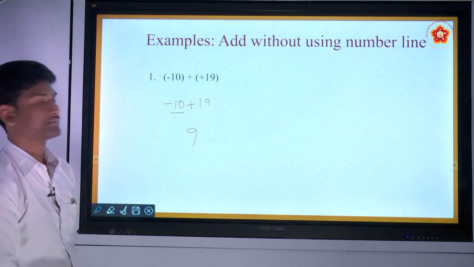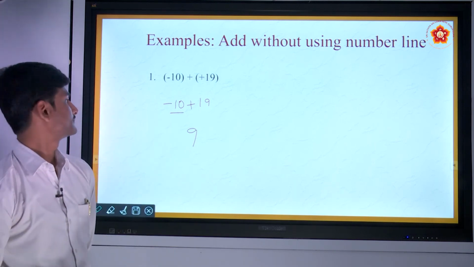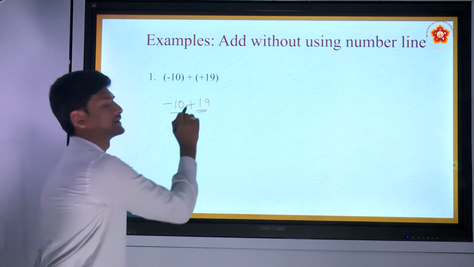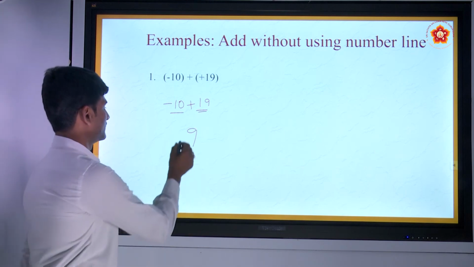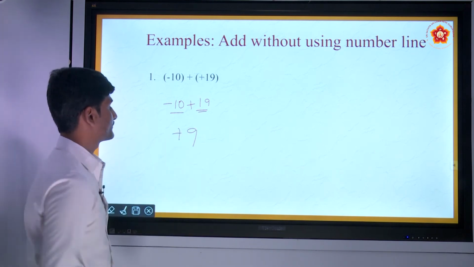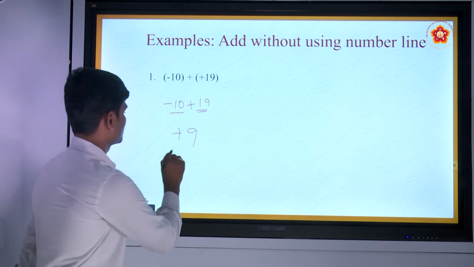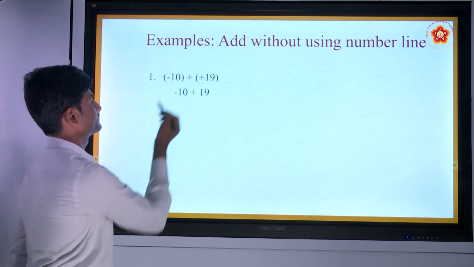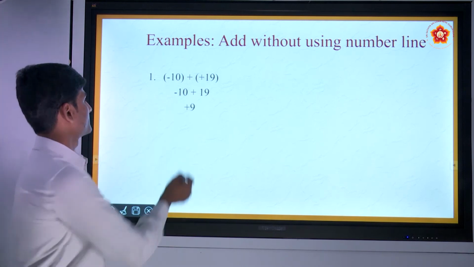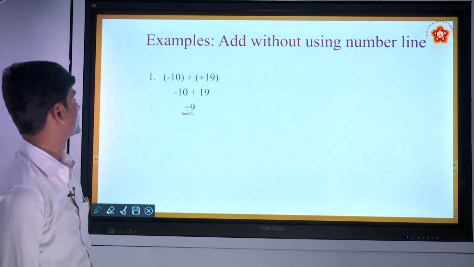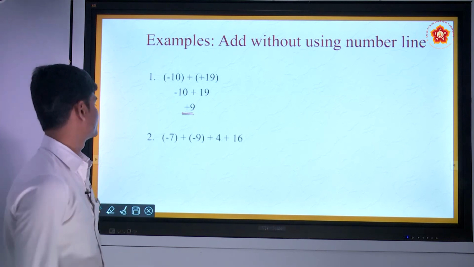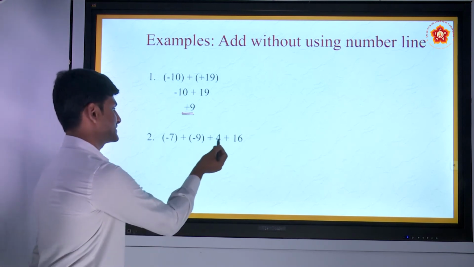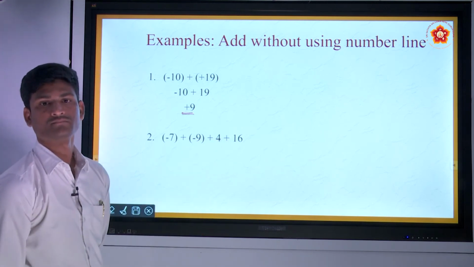The answer takes the greater number's sign. Which is greater? Minus 10 or plus 19? Plus 19 is greater, right? The answer will take plus 9, right? See, minus 10 plus 19 is plus 9. Then I take another example, minus 7 plus of minus 9 plus 4 plus 16, right?